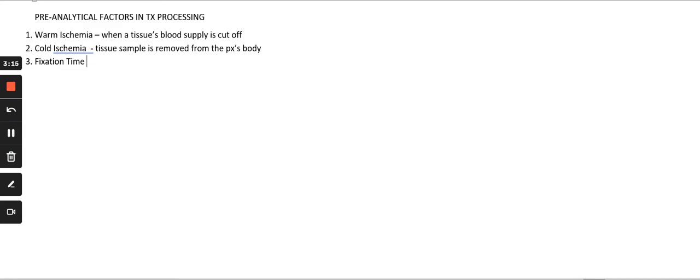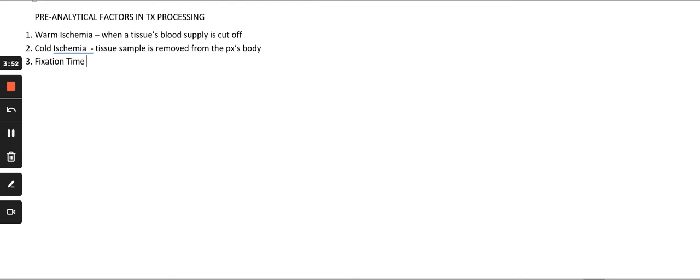Now, another pre-analytical factor we have here is what we call your fixation time. Basically, this is the time it takes for the tissue to travel from the patient's body, from getting it out of the patient's body until it arrives in the laboratory where we can fix it, do our tissue accessioning, all of that stuff.